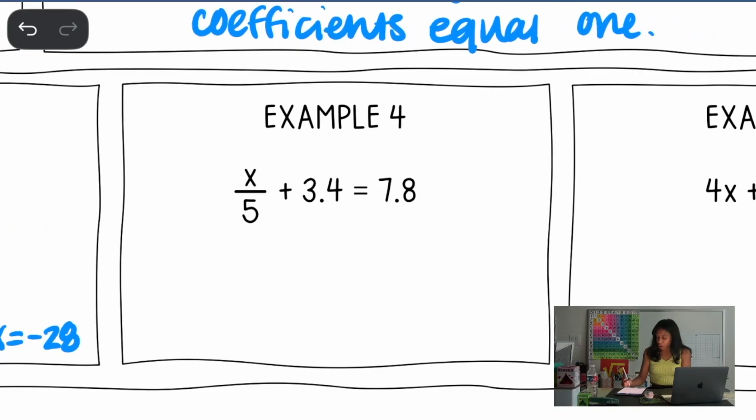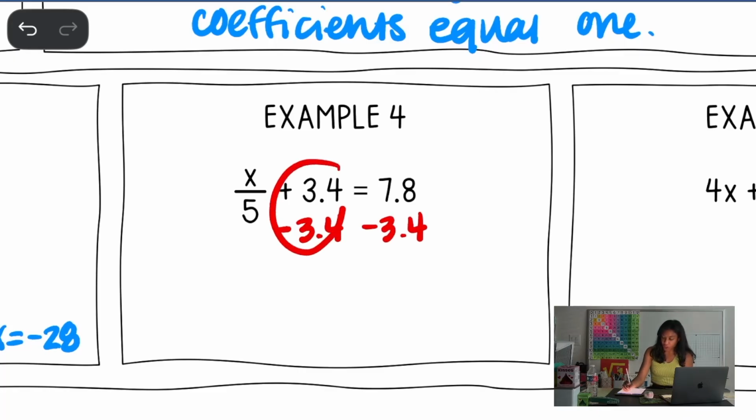Moving right along, example 4. You knew I was going to bring out those decimals. I want to make sure that I keep exposing you to them so that they're not unfamiliar or scary when you see them later. So we also have a little bit of division there, x divided by 5. First, we're going to start with that zero pair, which means we're going to get rid of 3.4, 3 and 4 tenths. We're going to subtract that on both sides of my equal sign.